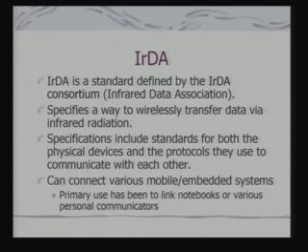It specifies a way to wirelessly transfer data via infrared radiation. The specifications include standards for both the physical devices and the protocols they use to communicate with each other. Because here the physical device specifications have to be with regard to the diodes and the transistors that are being used, and it can connect various mobile and embedded systems, and primary use has been to link notebooks or various personal communicators, which may be PDAs with cell phones and their variants thereof.